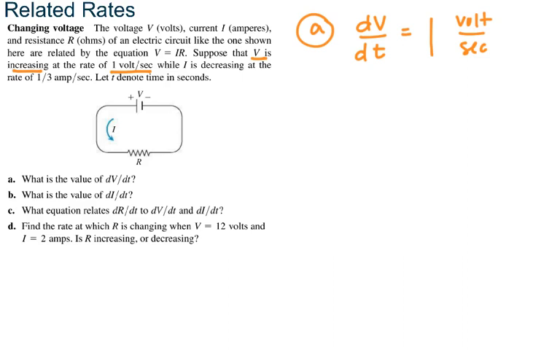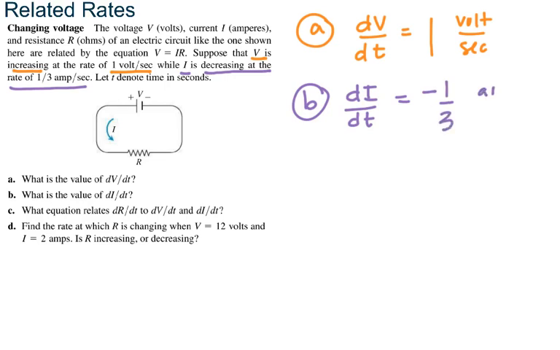So we're just identifying characteristics of this problem. So part B says to find dI/dt, and I measures current, so this is amperes per second. We measure current in amperes, so amperes per second. And we see that I is decreasing at a rate of 1/3 ampere per second. So this would be negative 1/3, and we'll say amps per second.